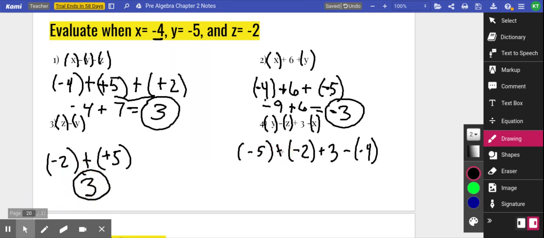Here, I'm going to change this to adding the opposite. I'm going to change this to adding the opposite. So I'm going to start with these positive values. 2 and 3 is 5. And if you notice, I have a negative 5 and a positive 5. Those will cancel. So I'm left with 4. And it's a positive 4 as my final answer.